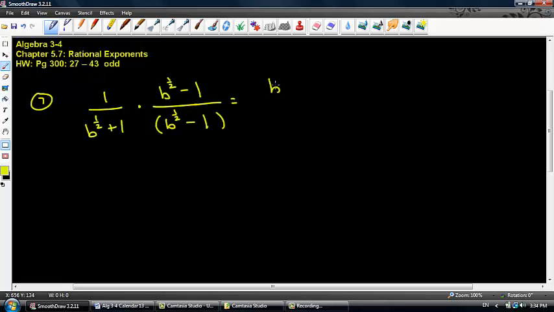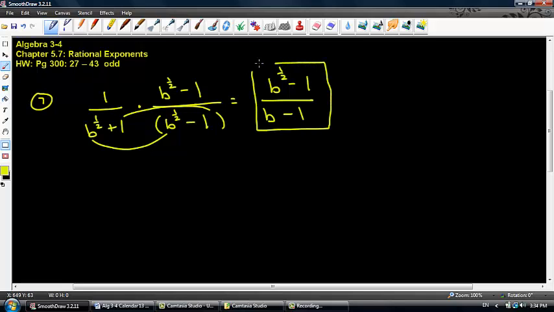And what you get up top is pretty simple. It's b to the 1/2 minus 1 over, this is going to multiply in to give you b to the 2/2, which is b. And then these two are going to multiply together to get you minus 1. Now remember, in a conjugate, you don't need to do the inners or outers because you know they're going to cancel each other out.